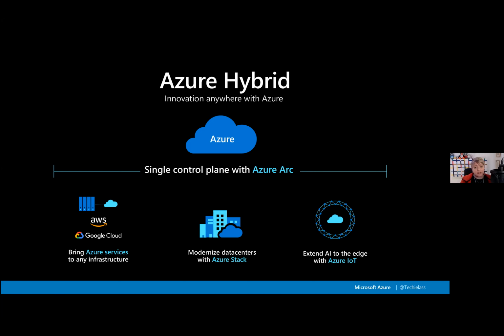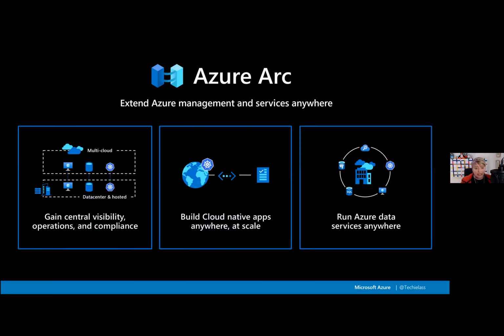And this is where we start to introduce the notion of Azure Arc. Now, Azure Arc is a small agent that you can install on your servers and some of your other infrastructure to, again, extend your on-prem environment to Azure and extend Azure to your on-prem environment.